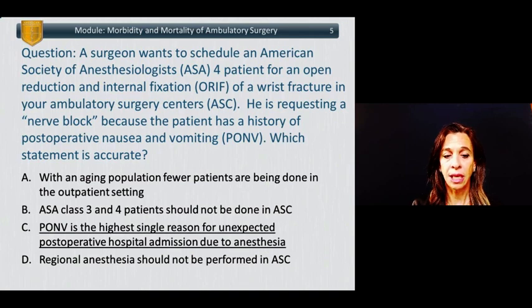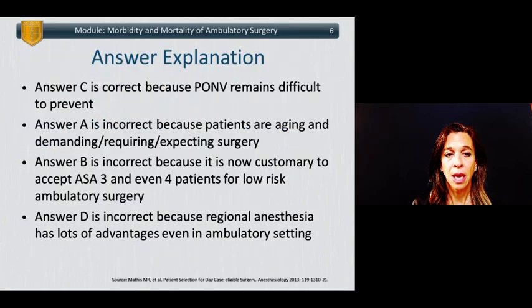And the answer is C. Postoperative nausea and vomiting is the highest single reason for unexpected postoperative hospital admission due to anesthesia. So answer C is correct because post-op nausea and vomiting remains difficult to prevent.